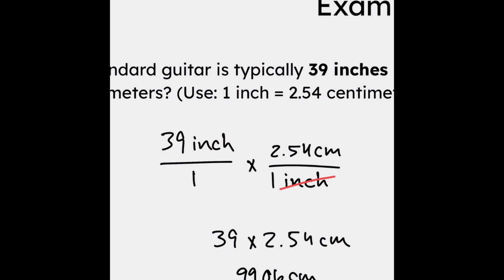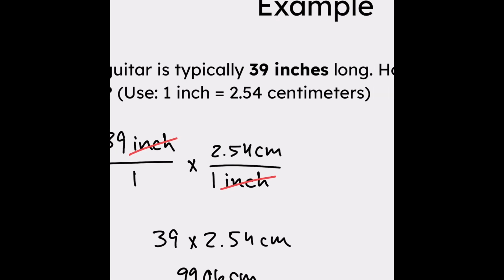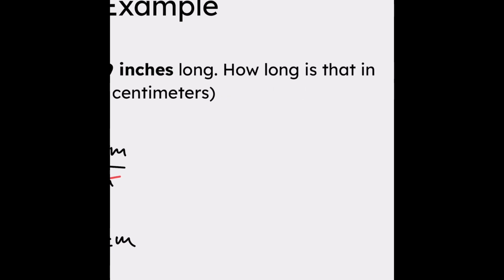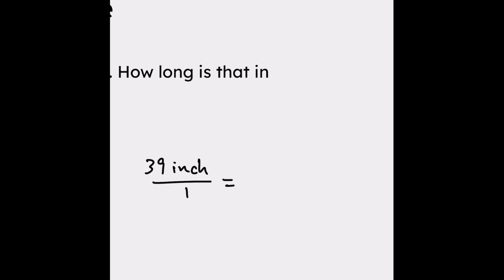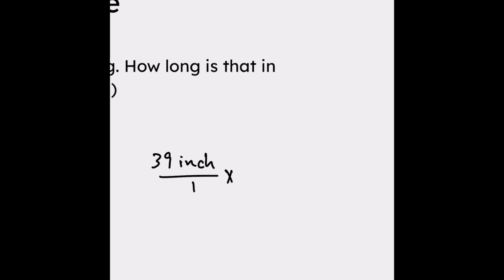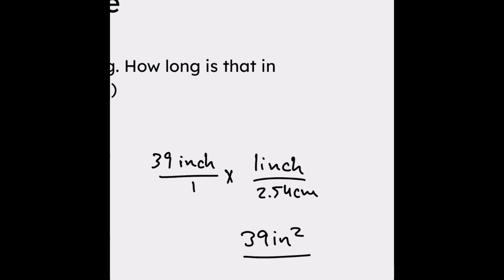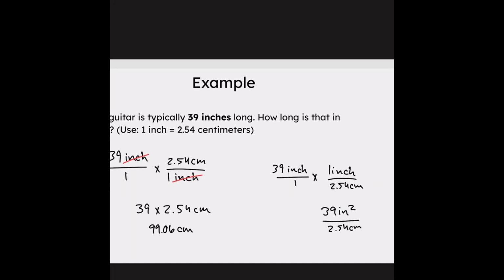One thing to keep in mind is that we couldn't do something like this. This would be incorrect: 39 inches over 1 times 1 inch over 2.54 centimeters. This would be incorrect because notice how our inches are not canceling out now. We're multiplying inches times inches. We would end up with 39 inches squared over 2.54 centimeters. That's not getting us where we want. We're not canceling out the inches unit. Instead, we're squaring it. So this would be incorrect. You want to multiply it like this.